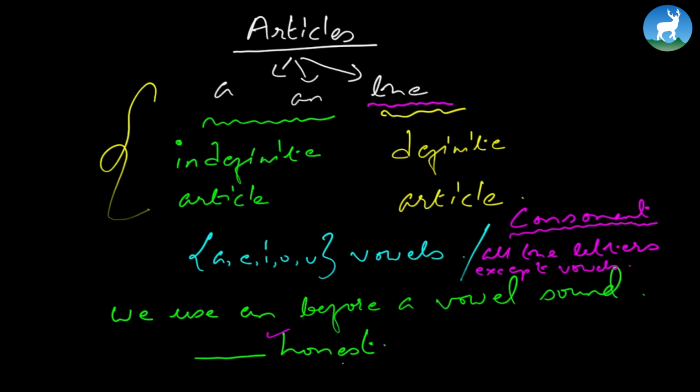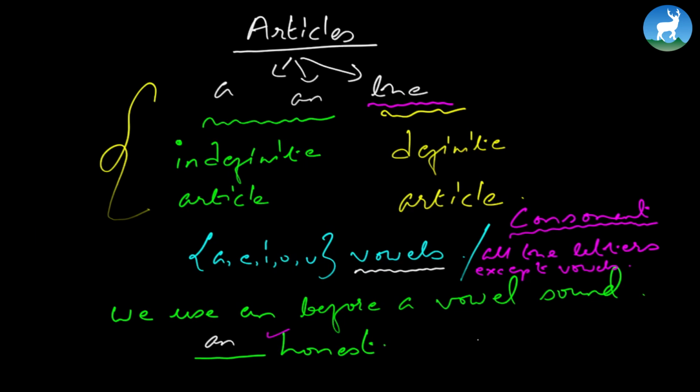We say it honest. Alright? It starts from alright? So that's why this, or sometimes it could be as well A, E, I, O, U. The very beginning of the sound, like in this case, honest, it starts with a vowel sound. That's why we go for an honest. We don't write a honest, we write an honest person, right?